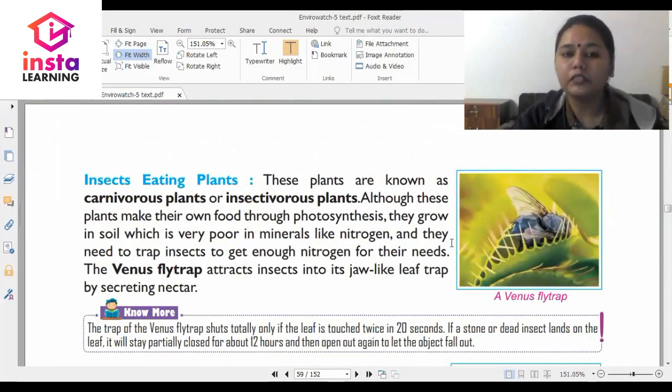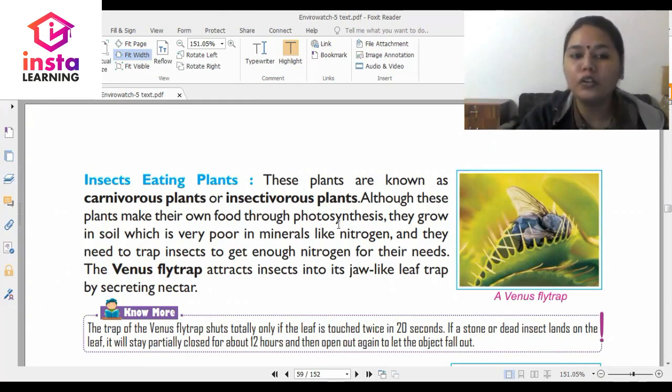All right. Now we talk about insect-eating plants. These plants are known as carnivorous plants or insectivorous plants. So there are some plants which eat animals. Although these plants make their own food through photosynthesis, they grow in soil which is very poor in minerals like nitrogen, and they need to trap insects to get enough nitrogen for their needs.